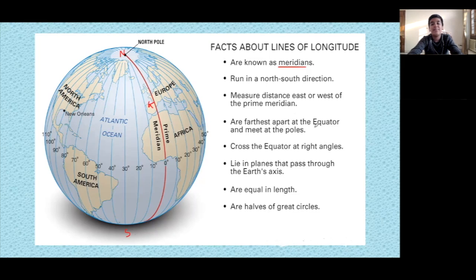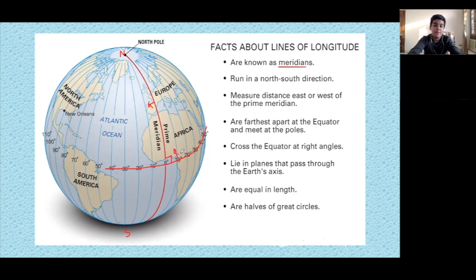They are farthest apart at the equator and meet at the poles. So that means the equator is the midpoint of all the meridians. So here is the equator. It is a line which divides the northern hemisphere and southern hemisphere of the earth. They cross the equator at right angles. So that means this angle will be 90 degrees.